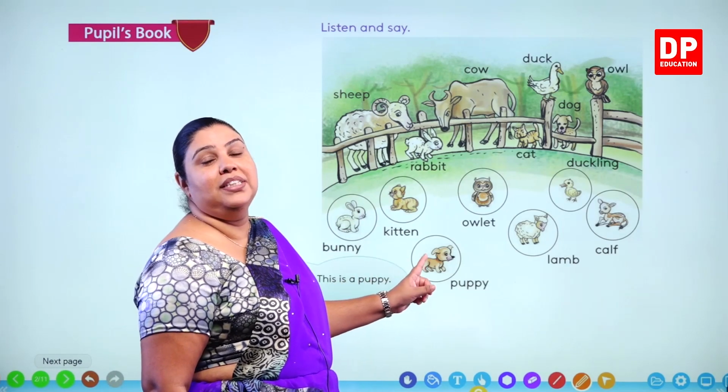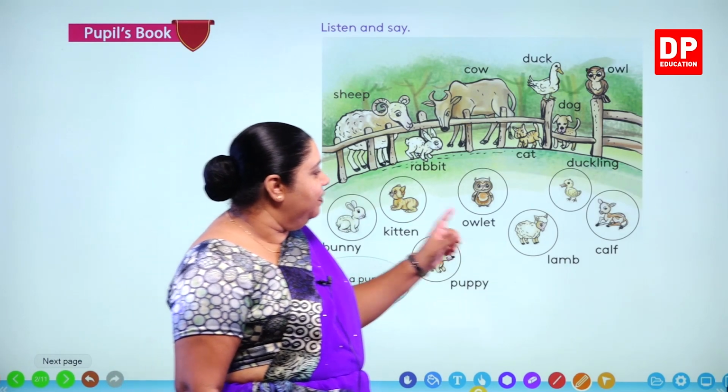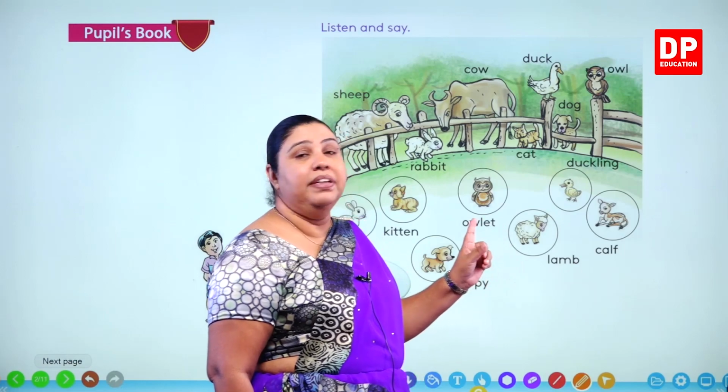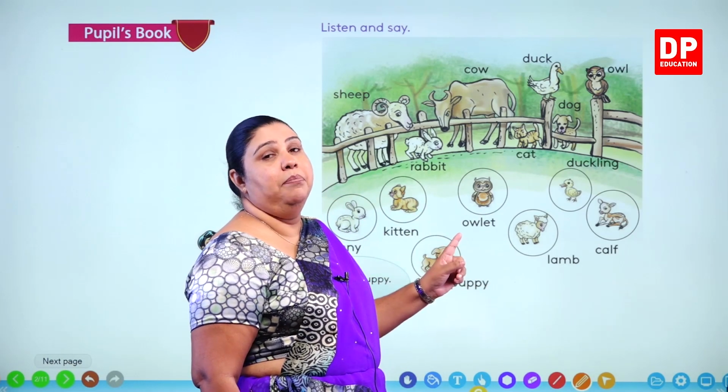The baby dog is called a puppy. Then we have the lamb. Say the word lamb. Lamb.